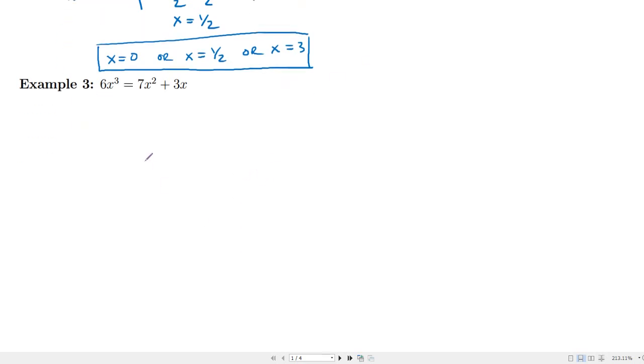Okay, so now we have a cubic. Let's subtract terms over. So we have 6x cubed minus 7x squared minus 3x. So it's just subtracting these two over to this side equals 0. And now let's factor. So we have 6, 7, and 3. There's actually nothing in common that we could factor out other than 1. That wouldn't really help us among those coefficients. But we could factor out an x, and we'd be left with 6x squared. Factor an x out of that, we have minus 7x. Factor an x out of that, we have minus 3.